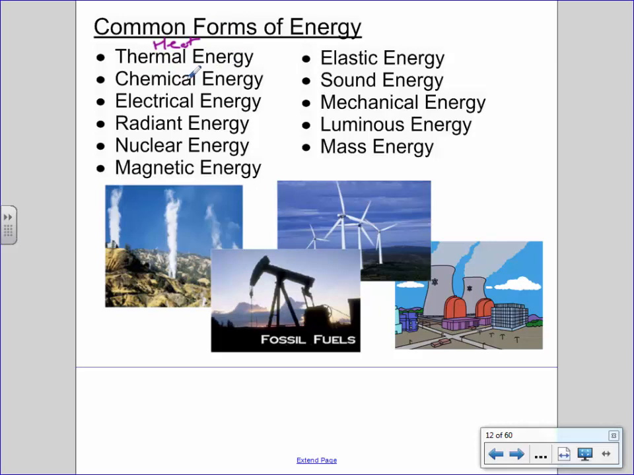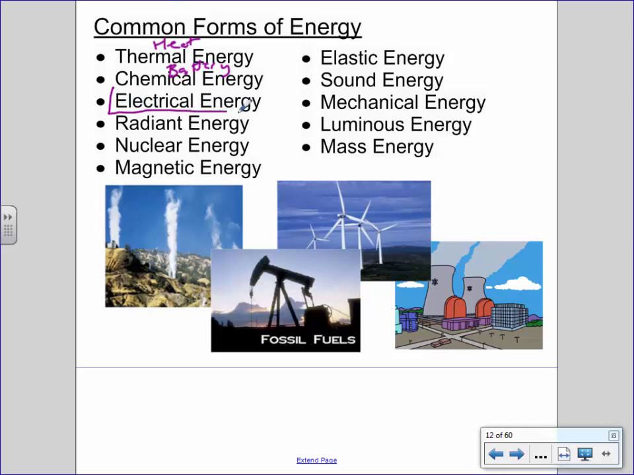What is chemical energy? Anybody know? Think of a battery. It's energy that comes from chemicals. As chemicals react with each other, they can produce energy. You guys remember when we did our chemistry labs and we lit things on fire? Well, where did that heat come from? It came from chemicals. So chemical energy turned into heat. Does that make sense? So a battery would be a good example of this.